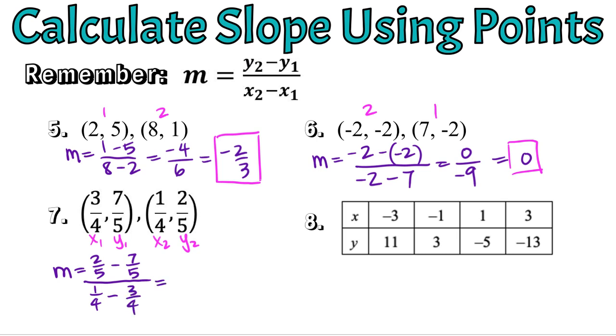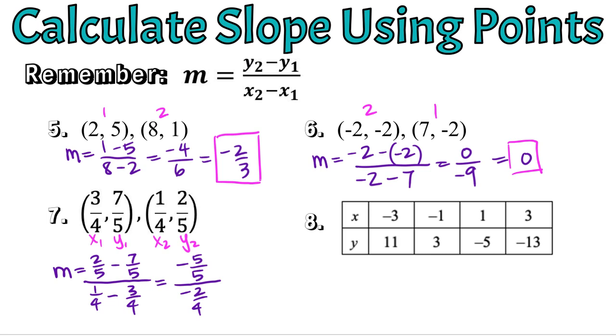So this gives us 2/5 minus 7/5. Remember, when we're adding and subtracting fractions, we add or subtract the numerator, and the denominator stays the same. In this case, we're lucky that the denominators are already like denominators. So we have -5 over 5. And then we have 1/4 minus 3/4. 1 minus 3 is -2 over 4.